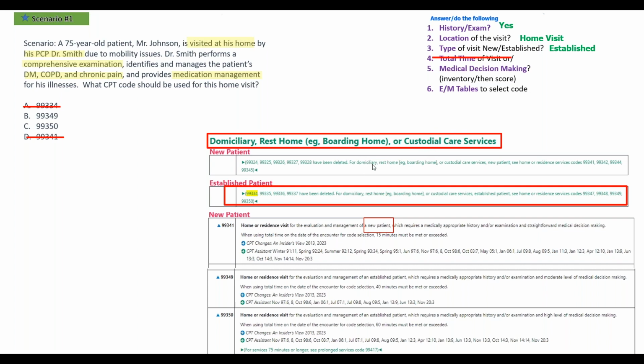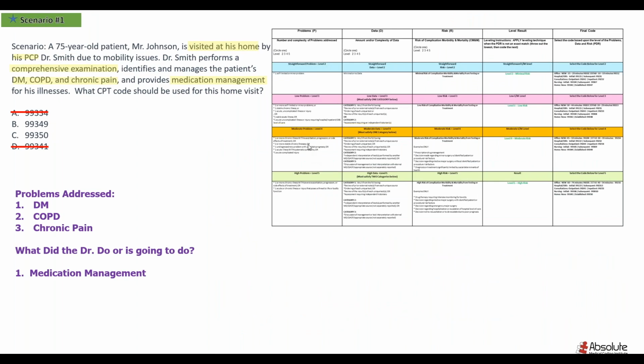So what are we going to do next? We are going to inventory the MDM. Yes, we have to use the MDM, so we're going to inventory the MDM and then score. These are our inventories. For problems addressed, we have diabetes mellitus, COPD, and chronic pain addressed in the scenario. Next question: what did the doctor do or is going to do? There is medication management, which is performed.